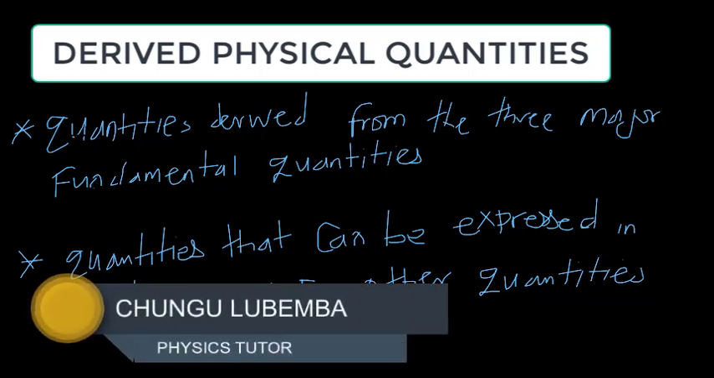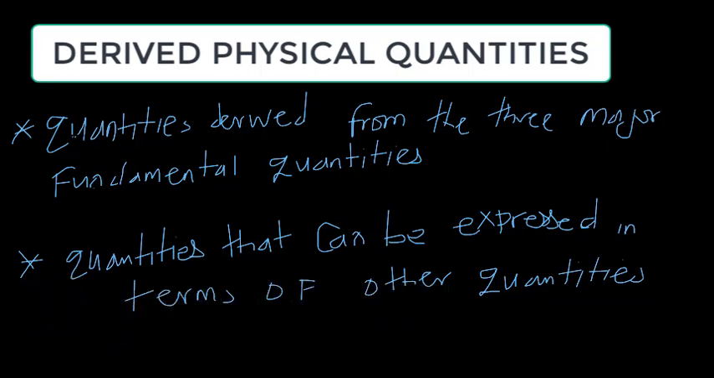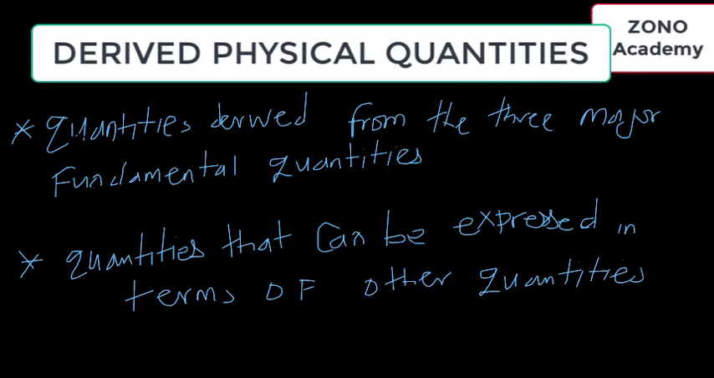In the previous video we looked at one of the two types of physical quantities, that is the base physical quantities, and in this video we'll discuss the derived physical quantities. Now, by definition, derived physical quantities are just quantities that are derived from the three major fundamental quantities. So even from the word itself, these quantities are derived or gotten from the three major fundamental quantities.